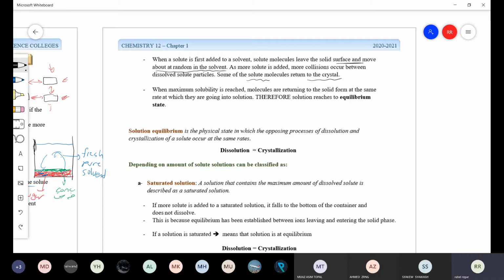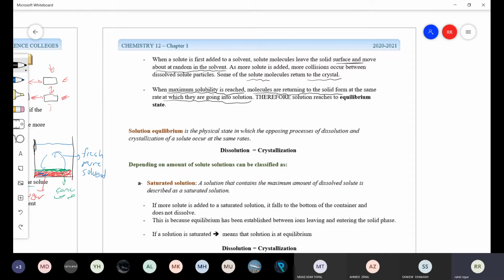What is happening here? Why is it becoming a crystal? Or how is it becoming a crystal? When maximum solubility is reached, it means that no more solute can be dissolved. That's the maximum. When it reaches solubility, no more solute can be dissolved. Molecules are returning to the solid form at the same rate at which they are going into the solution.